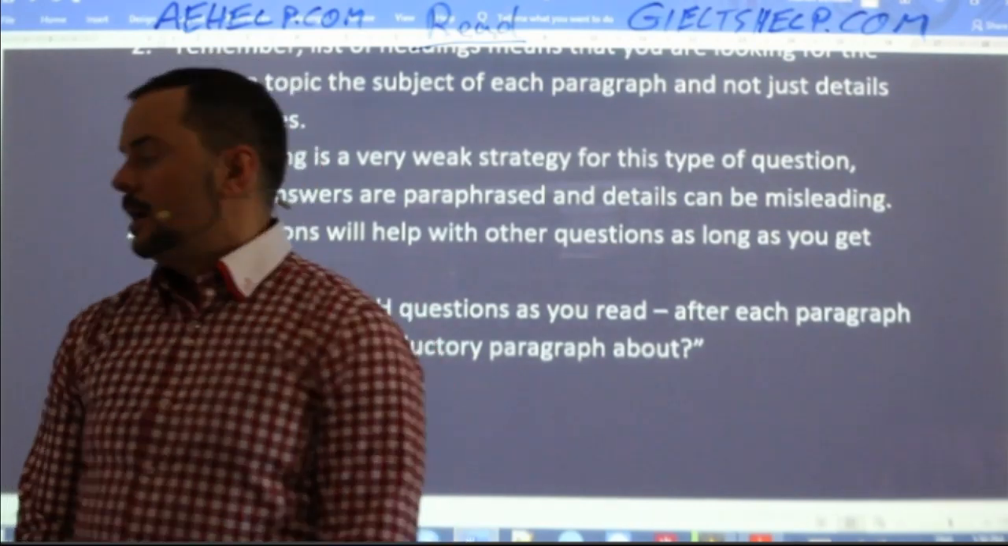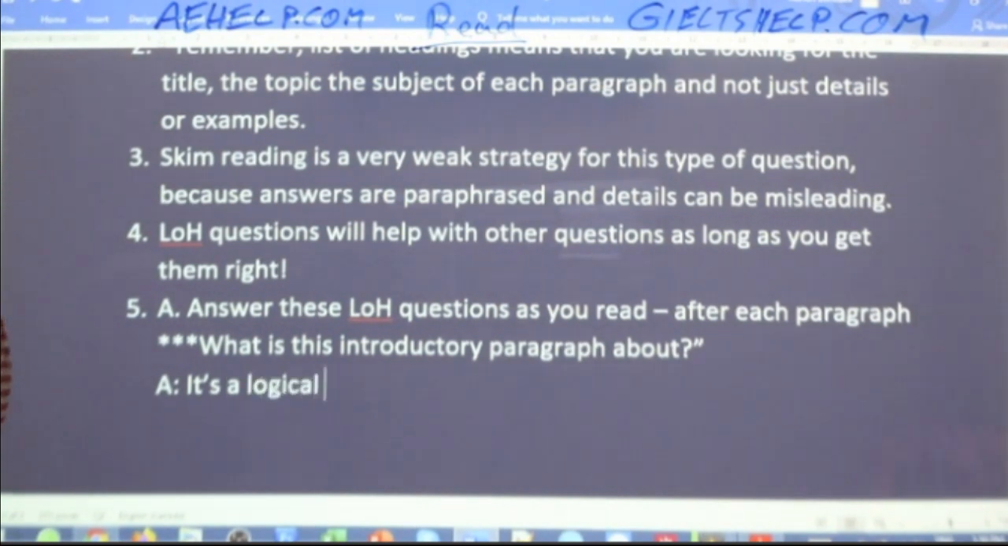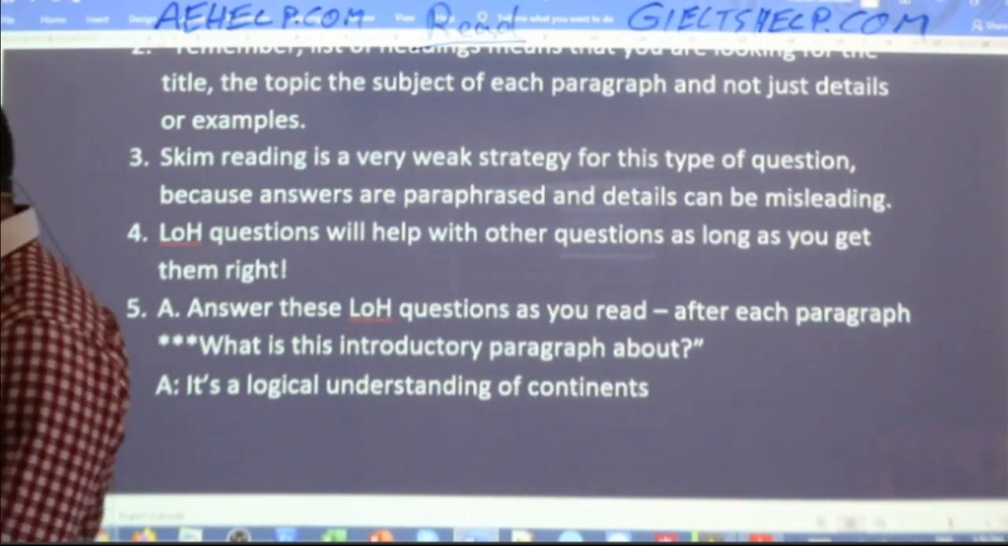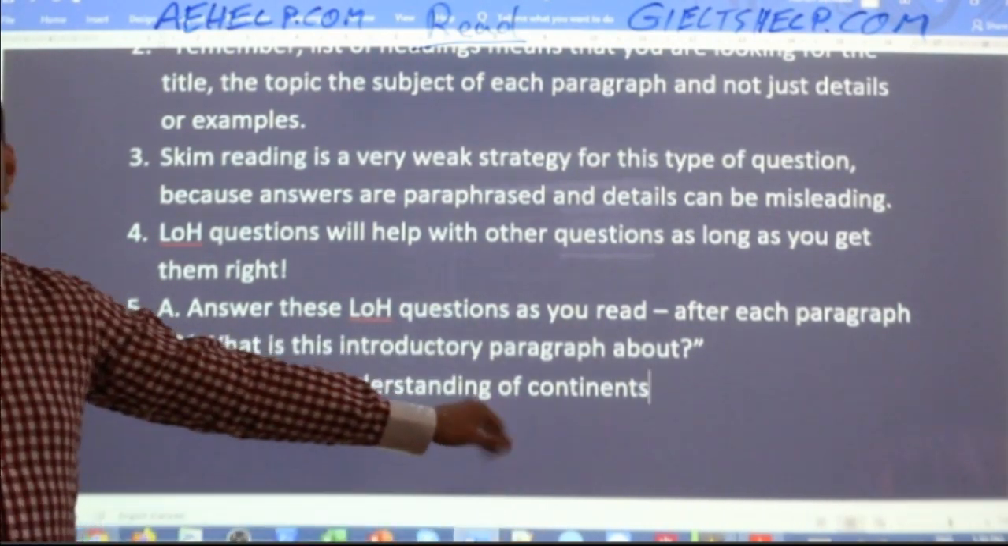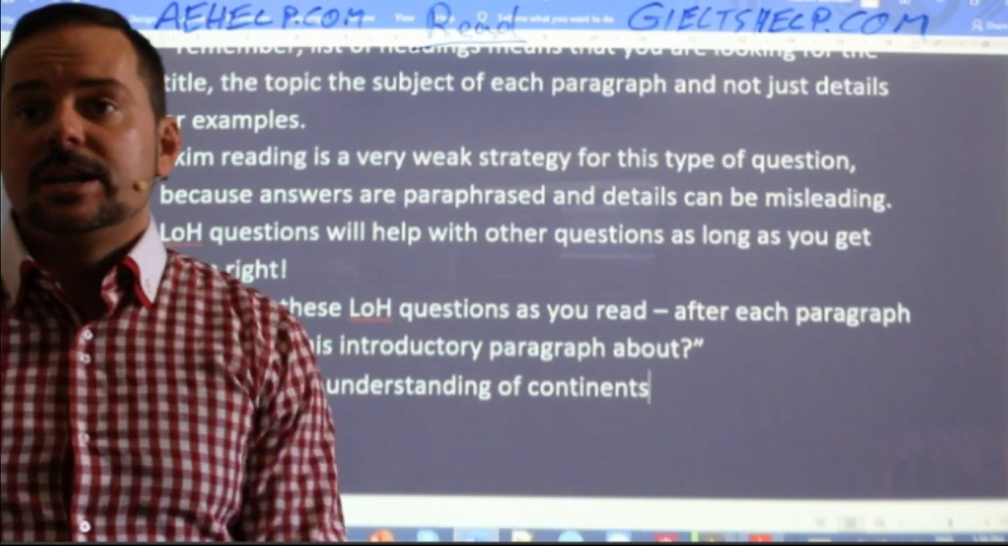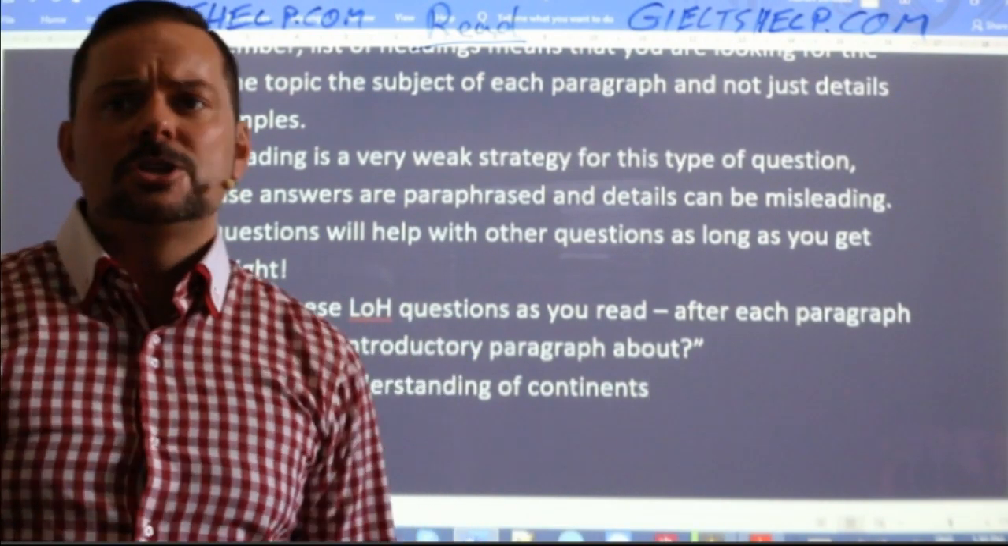Okay. What I would say is it's a logical understanding of continents. Right? That's what I would say. It's a logical understanding of continents. That would be my understanding. Rodrigo, idea and theory of tectonic plates. I think it's too much detail.